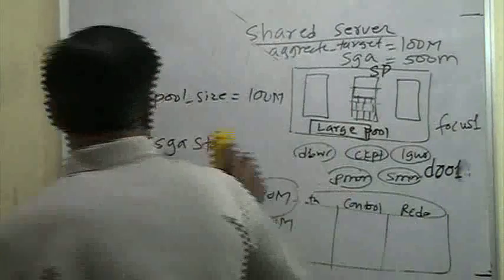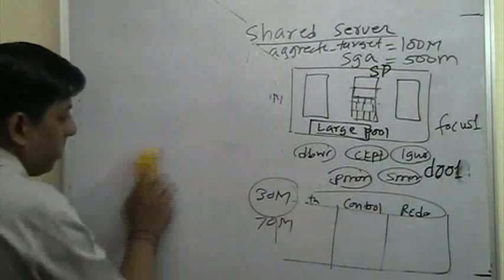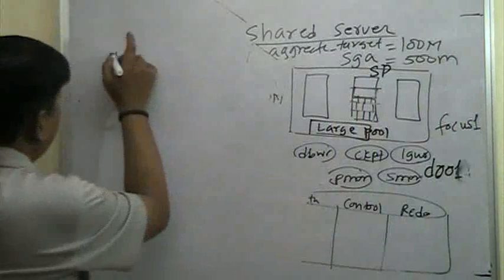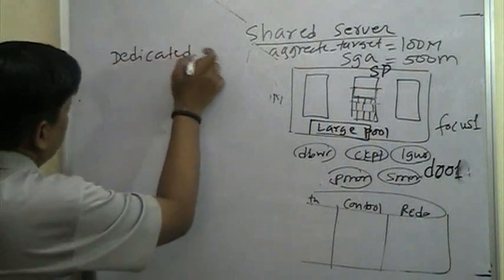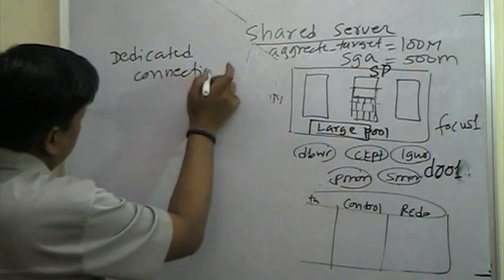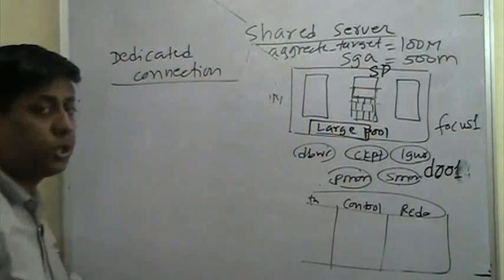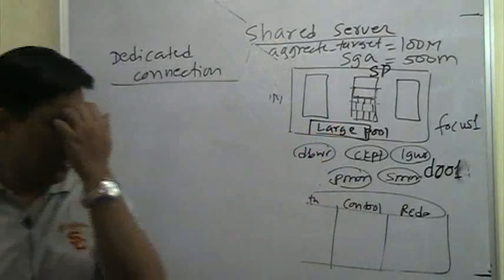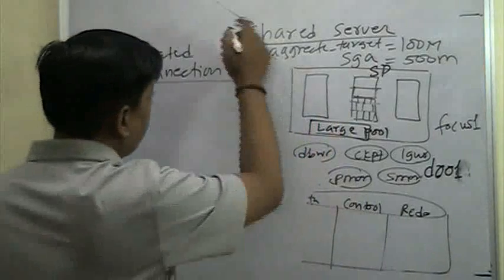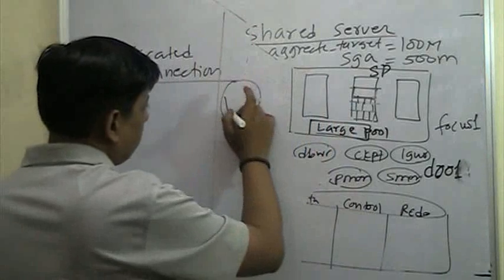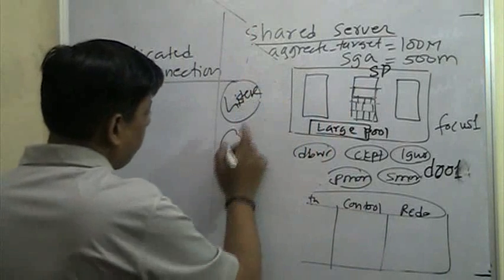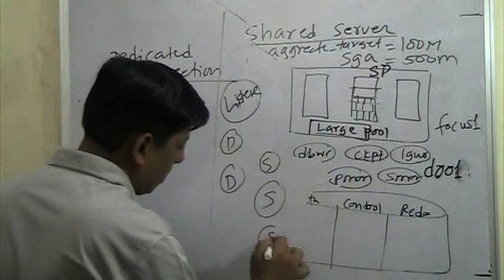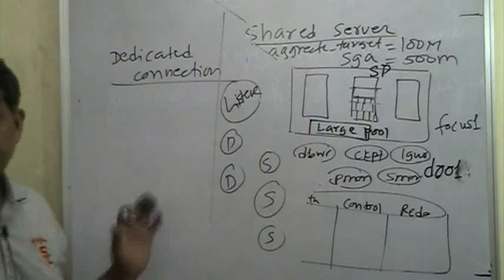And now probably the most important thing. Let us assume a dedicated connection in a shared server environment. So what am I saying? We have a shared server configured on the server side. We have a listener here, we have two dispatchers, and let us say 3 shared servers. This is my shared server configuration right now.